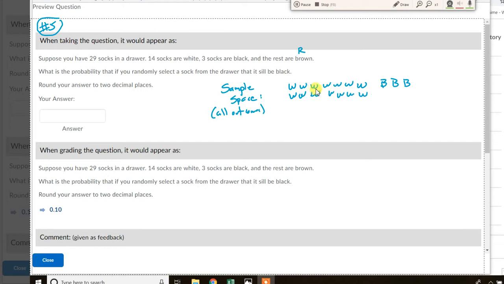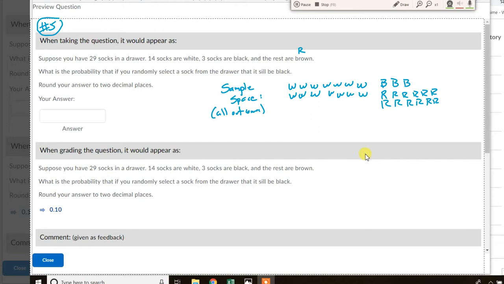So far, how many have I accounted for? I've accounted for 14 and 3, which makes 17, right? So how many are left over? Another 12, right? Those are brown. So 1, 2, 3, 4, 5, 6, 7, 8, 9, 10, 11, 12. So let's count. We've got 12 and 3 is 15, and 14 makes 29 total socks. So this is my sample space.